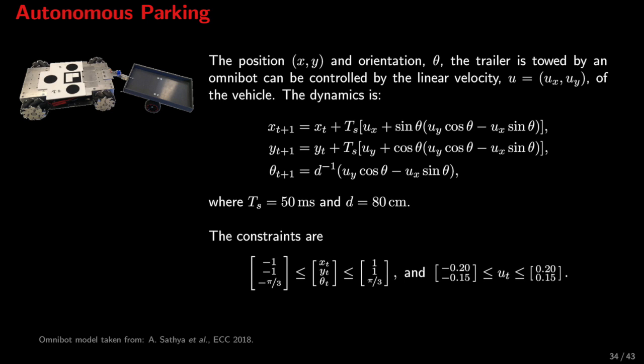We have some constraints. So in particular, we require that the omnibot remains within a certain box. x and y must be in between -1 and 1, and the angle theta should not be less than -60 degrees or more than 60 degrees. Of course, we use radians in computations. The velocity references must remain within -0.2 and 0.2 for the x coordinate and -0.15 and 0.15 for the y coordinate.